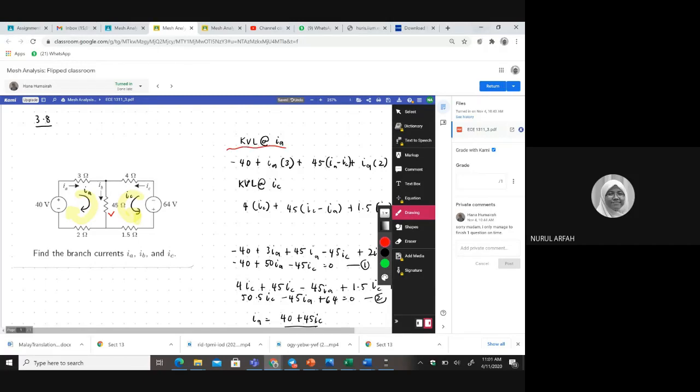So like Hannah did here, very good. KVL at IA. Okay, we look one by one. So Hannah start from 40 volt here. It's a negative 40, yes, good. And then 3 IA, yes. And then plus 45, but 45 ohms here, it shares with IA and IC, right? So it's supposed that you focus this loop first. So that's why Hannah have IA here.